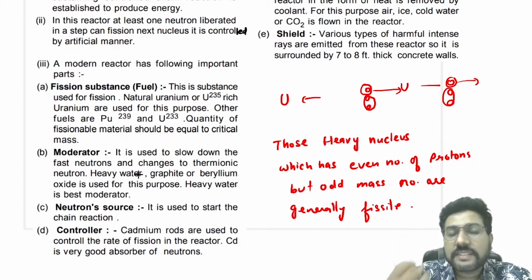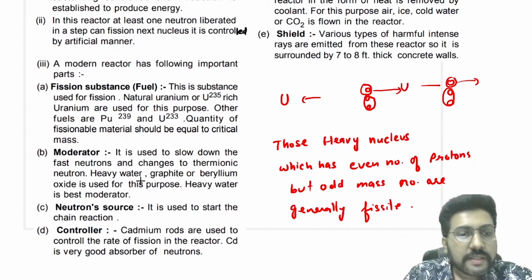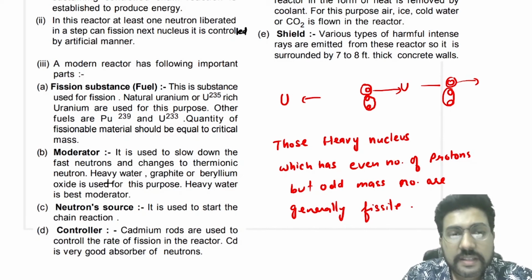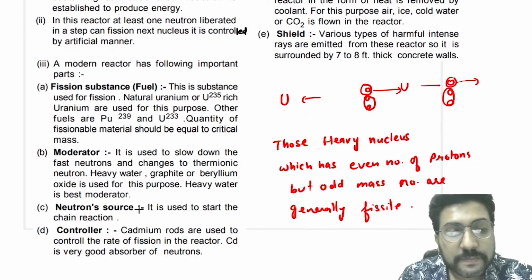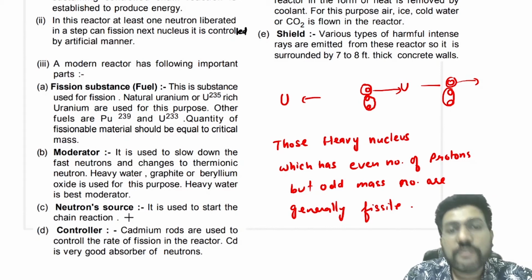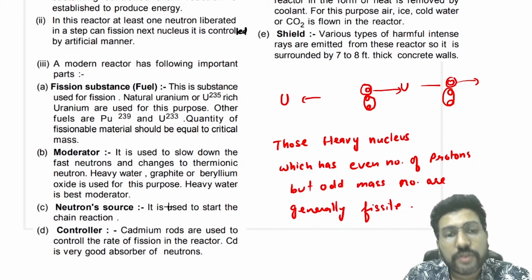Okay, that means it changes it to a thermal neutron. The most commonly used moderator is heavy water. Sometimes graphite or beryllium oxide is also used for this purpose, but the most common is heavy water. Then there is a neutron source. Obviously, you need a neutron source to start the chain reaction. Initially, you need the first neutron. So for that, there has to be some source, right? So you need a neutron source.